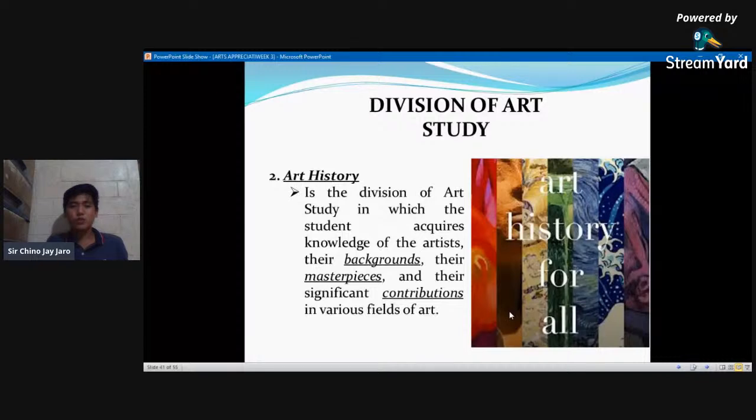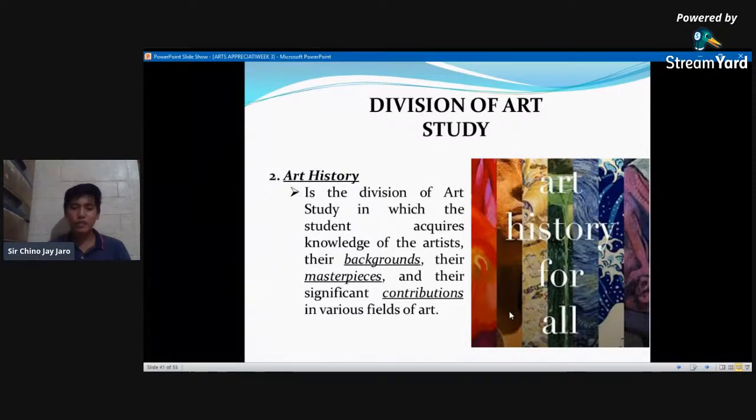Next, art history is the division of art study in which the student acquires knowledge of the artists, their backgrounds, their masterpieces, and their significant contributions in various fields of art. For example, we have the Mona Lisa, Michelangelo Buonarroti's The Creation of Adam, Vincent van Gogh's The Starry Night. So nagpapakita doon na meron mga meaning in terms of history, talagang ginawa nila yun. For example, meron pa tayo sa Egypt, the Pyramids of Egypt. Kung sino man ang gumawa nun, kung namangha ka sa gawa nila, and then binabalue mo yung kanilang ginawa sa kasaysayan, that is art history. Okay?